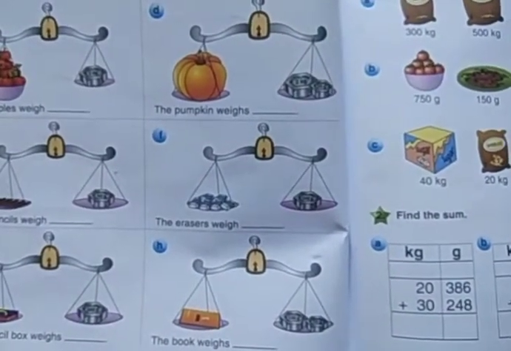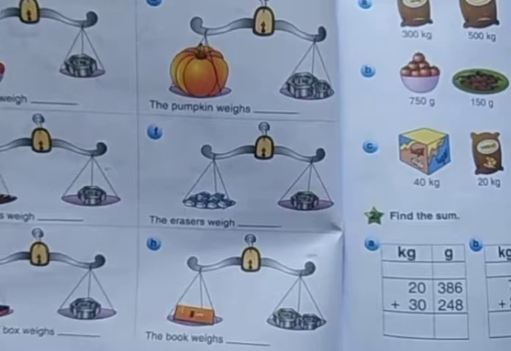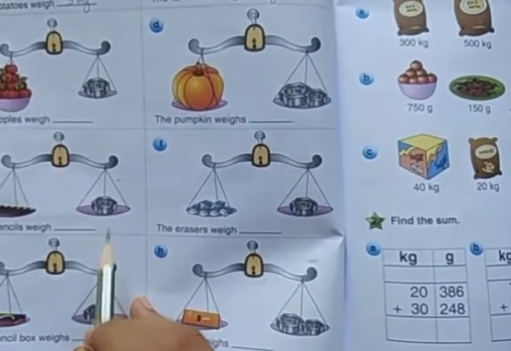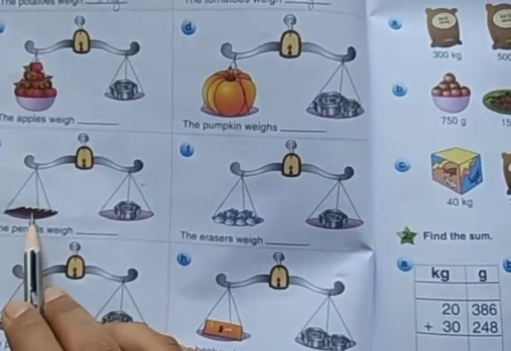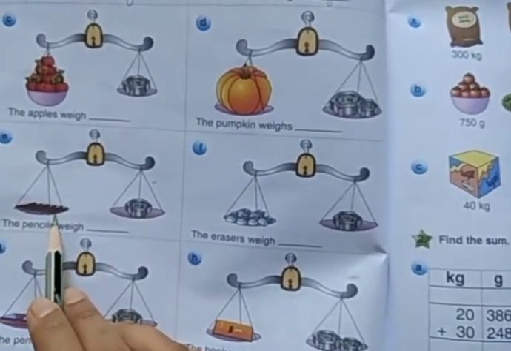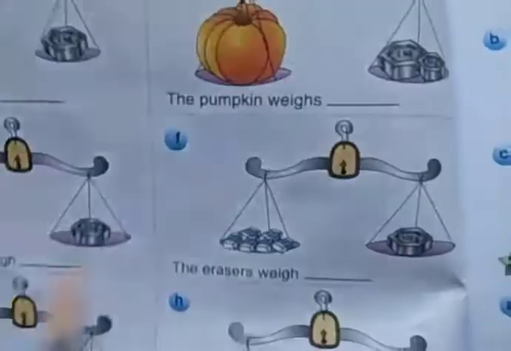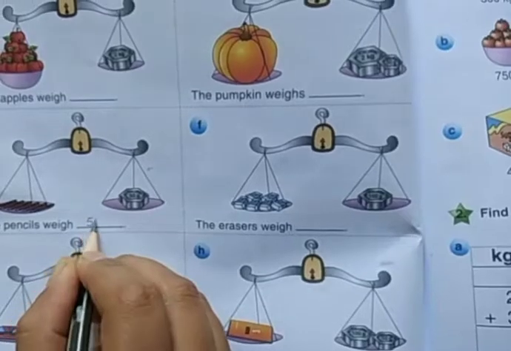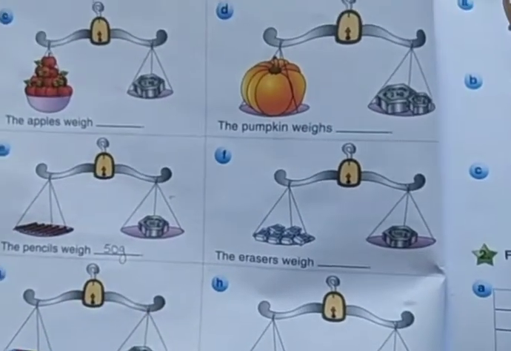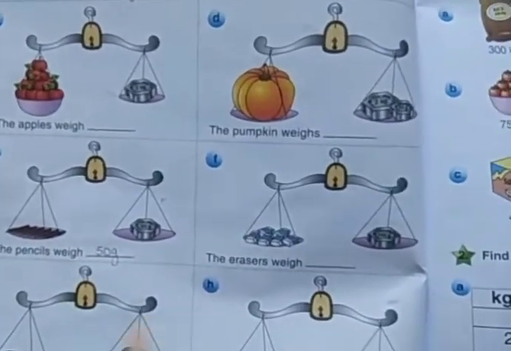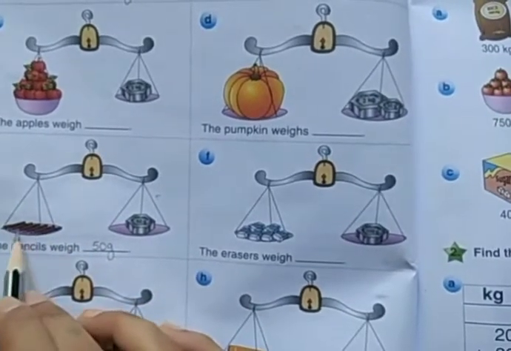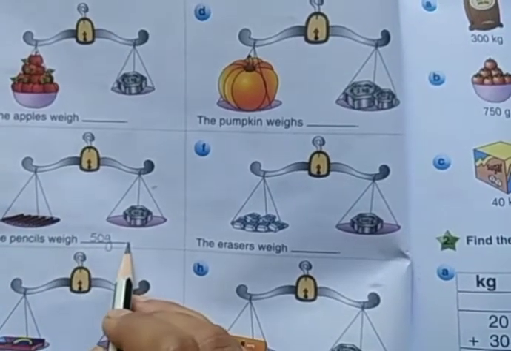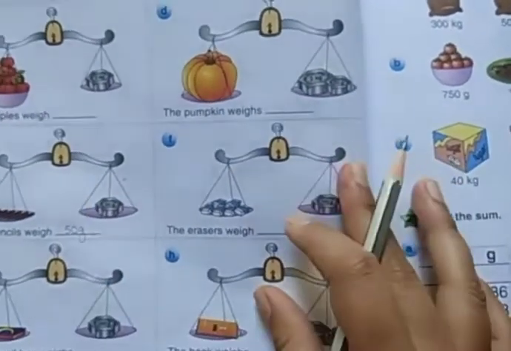Children, if they have given in kilograms, write kg, and if they have given in grams, then write g only. For example, here 6 pencils are there, and the weight of the 6 pencils they have given here is 50 g, means 50 grams. The pencil weight is very less, so they have measured it in grams. So write, the pencils weigh 50 grams. Complete this page and send.